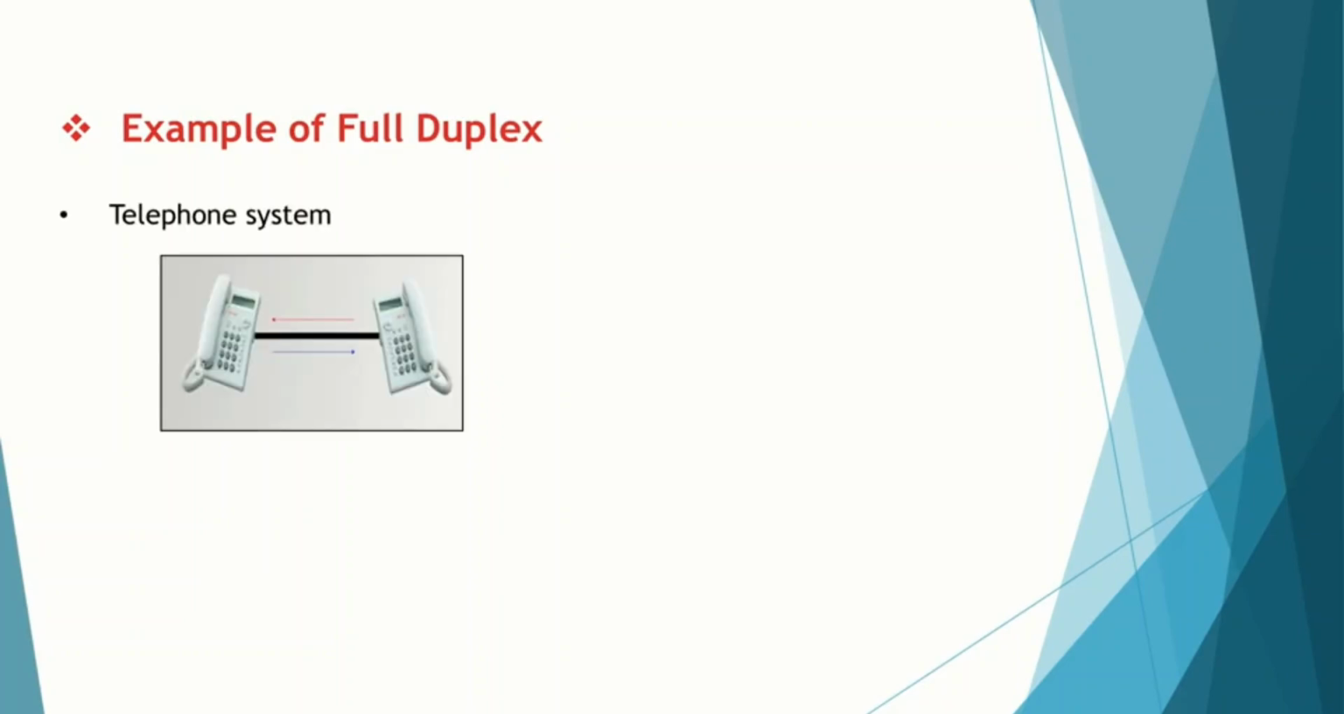And the example of full duplex is the telephone system, where both the users can communicate at the same time. So in the case of the telephone system, people at both ends communicate with each other at the same time, means they can talk and listen at the same time.